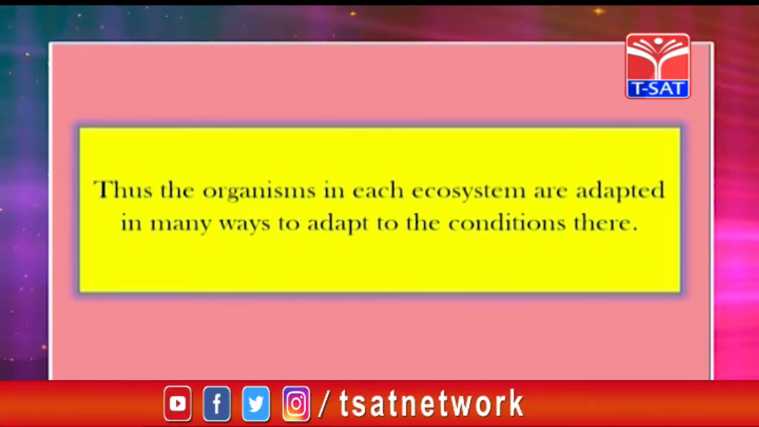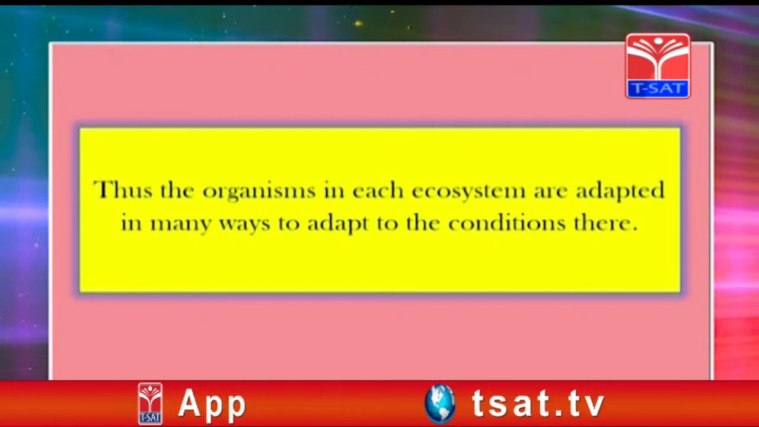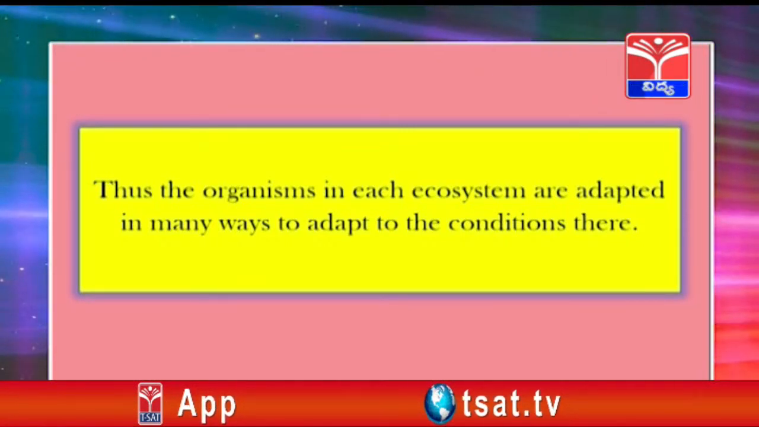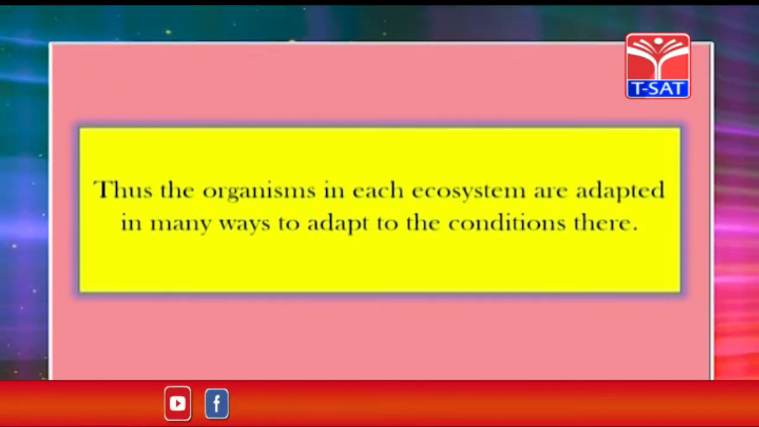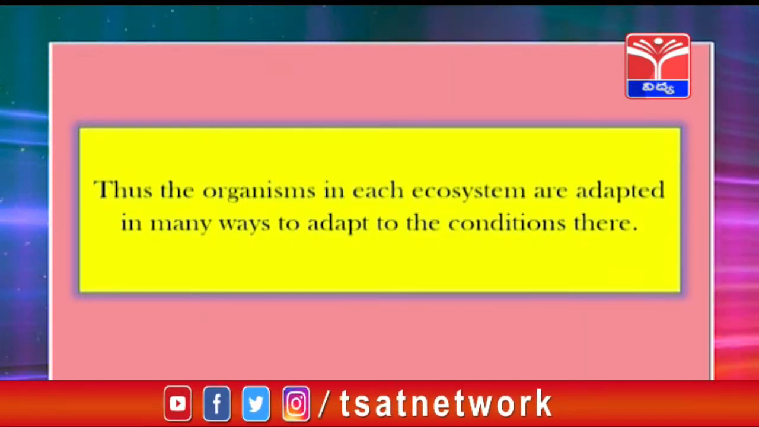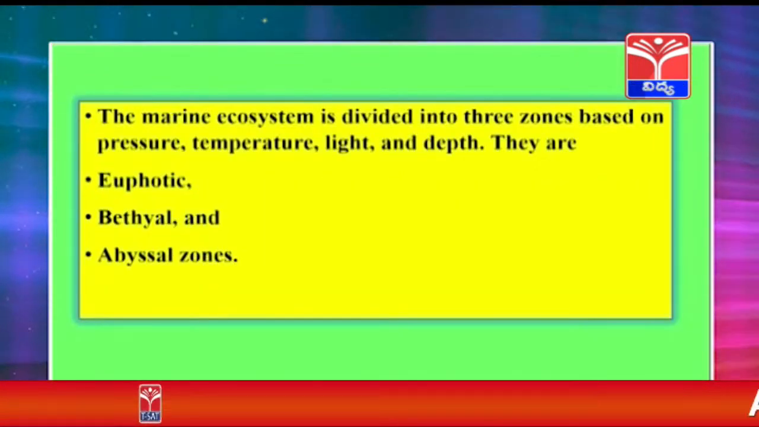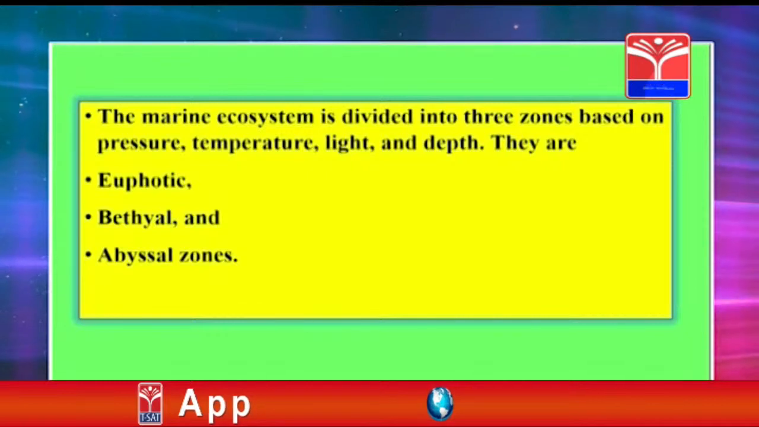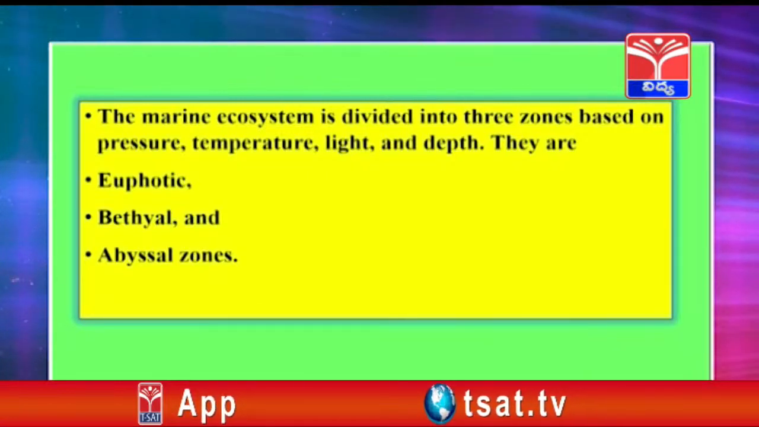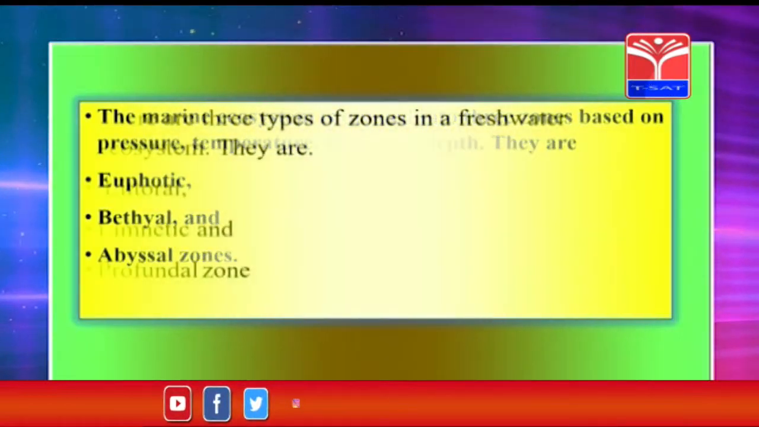That means every ecosystem has different climatic conditions. So depending upon those climatic conditions and abiotic components, the organisms that live in that ecosystem have adopted many kinds of modifications in their body. The marine ecosystem is divided into three zones based on pressure, temperature, light and depth. They are euphotic, bathyal and abyssal zones.